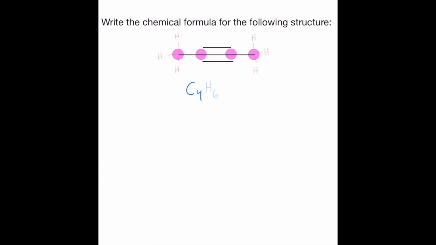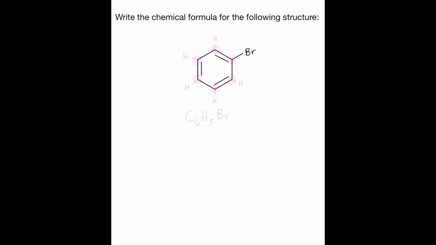We know the carbons on the end are methyl groups, so they each have 3 hydrogens. But the interior carbons are already bonded to 4 total bonds, so they do not have any hydrogen groups bonded to them. So we have C4H6.